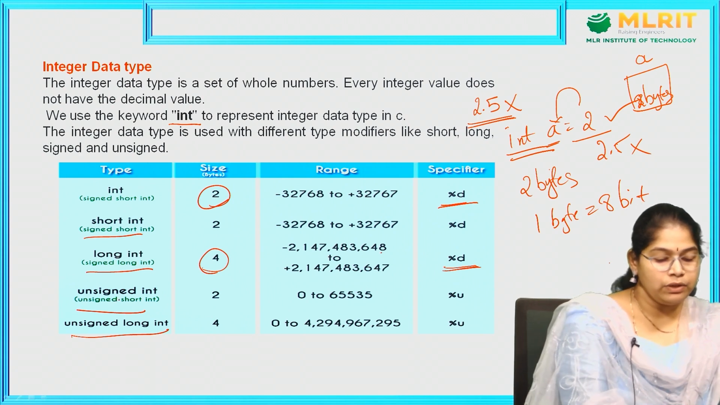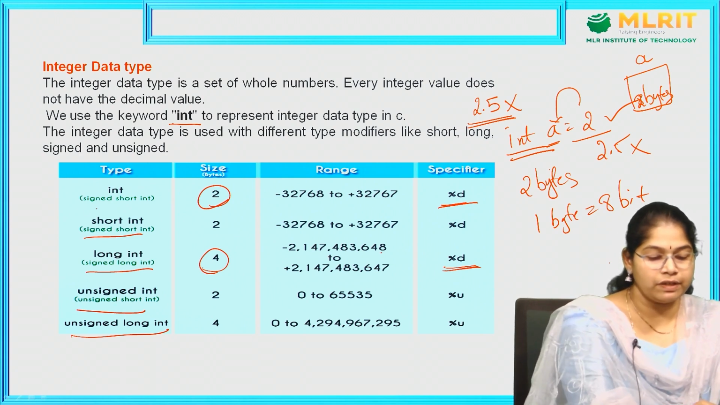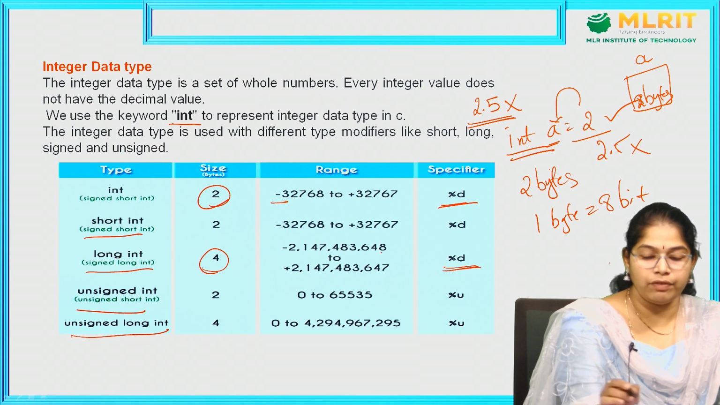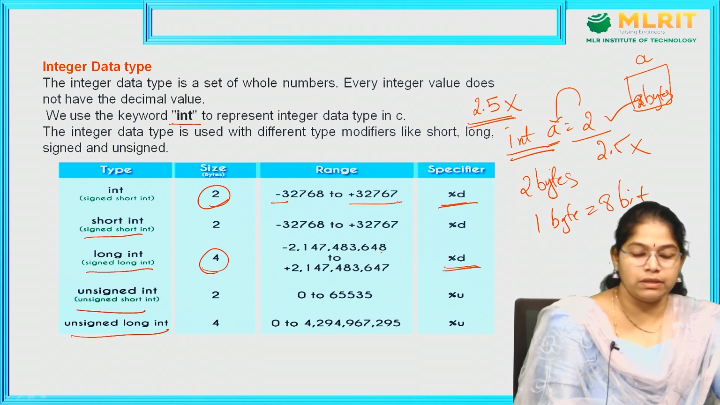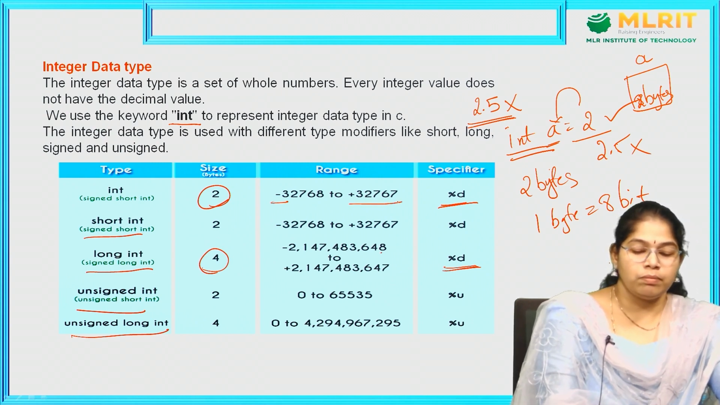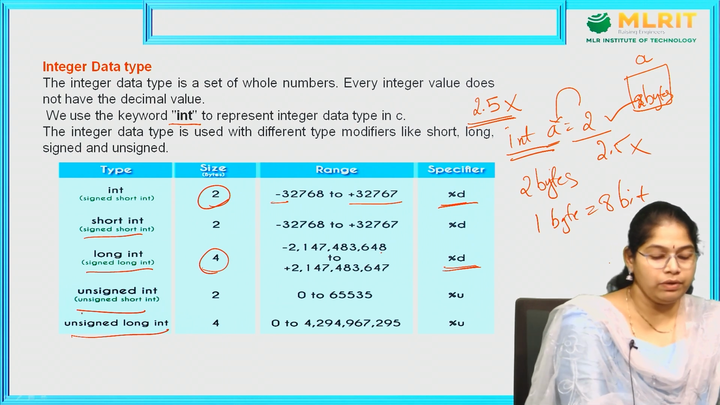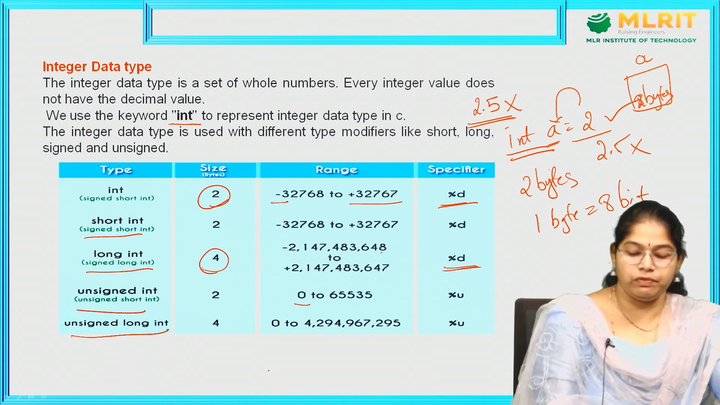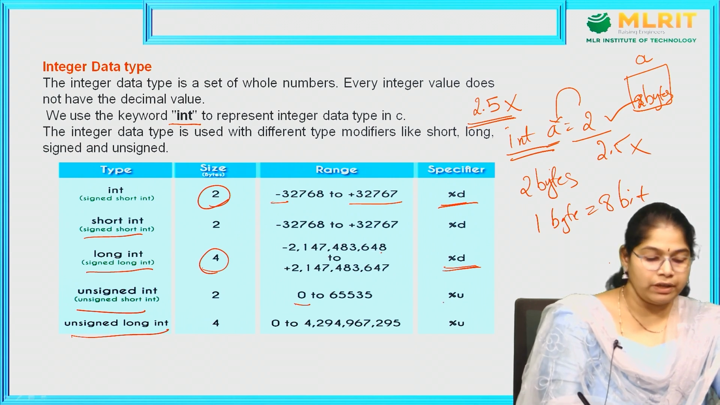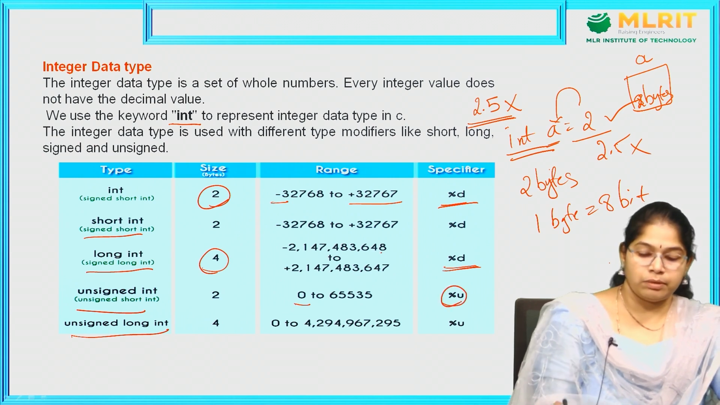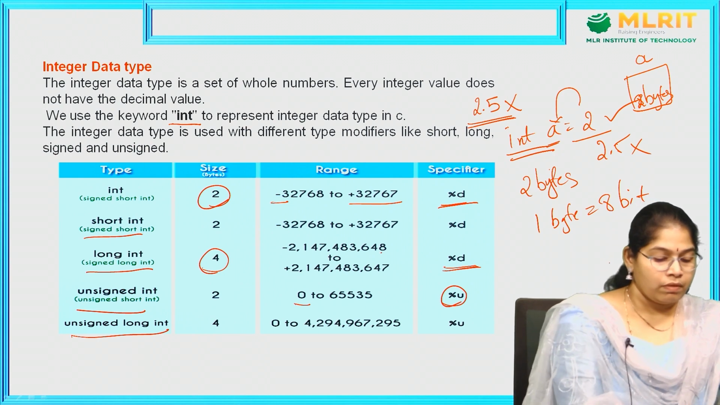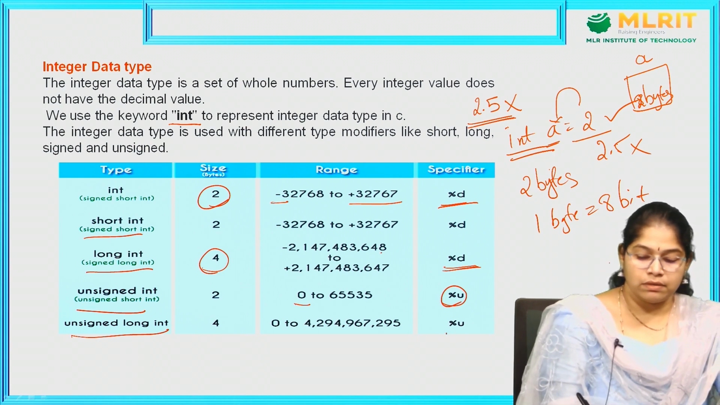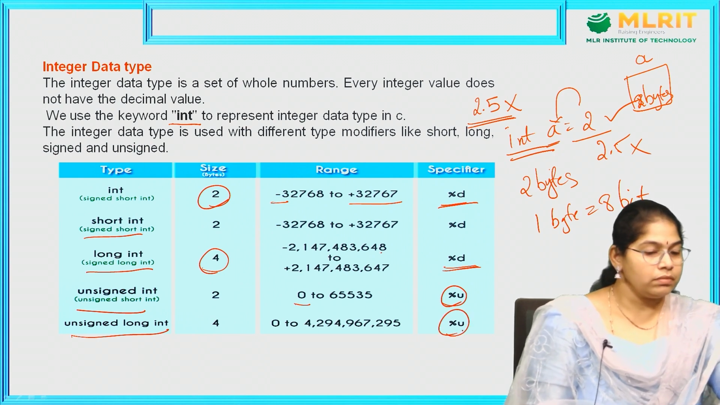Coming to signed short int, it can take values from negative to positive, -32768 to +32767. But unsigned short int starts from 0 to 65535. The format specifier used for unsigned int is %u, and for unsigned long int is also %u.